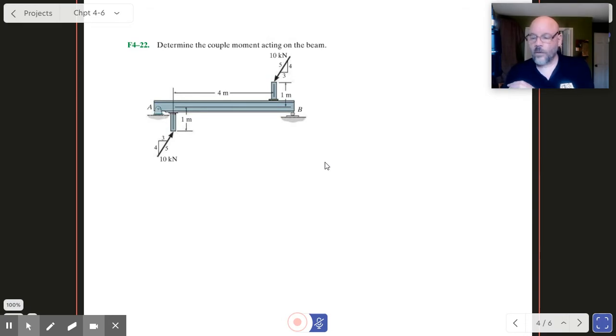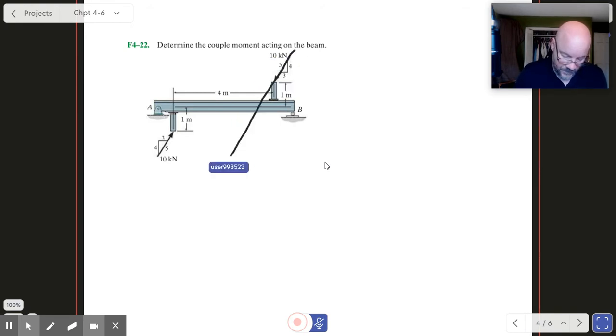Okay, so it says determine the couple moment acting on the beam here. We can look and say, oh, we've got 2 kilonewton forces acting. Okay, great, no problem. Let's extend their lines of action. This one comes down here, and this one comes up this way.